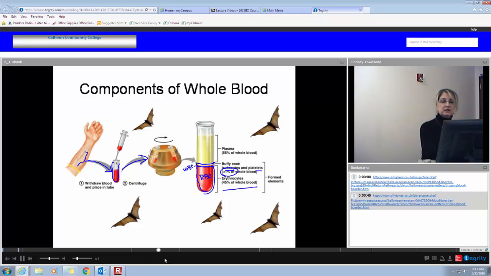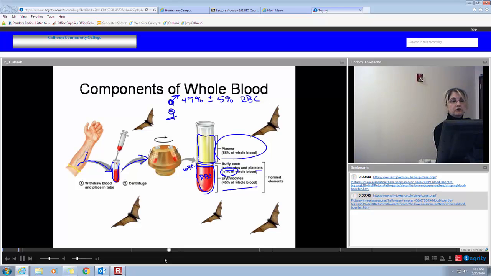Okay, and then what's left? That liquid component of the plasma, which is usually about 55% of the whole blood. Now, these vary a little bit between the sexes. Normally for males, about 47%, plus or minus 5% is red blood cells. For females, 42% plus or minus 5% red blood cells.